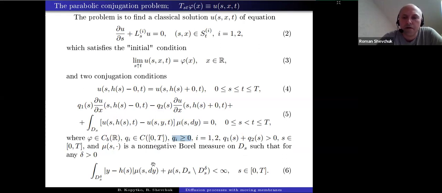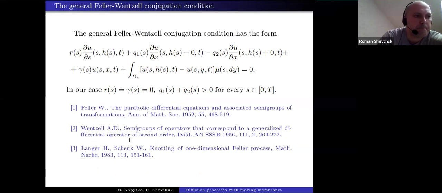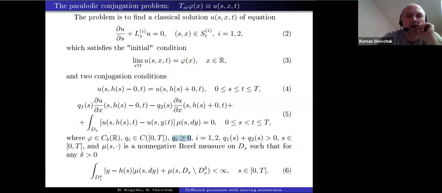We can see that inequality 6 allows the measure mu to be infinite. Note that the formulated problem appears in the theory of diffusion processes when constructing the one-dimensional model of diffusion with a membrane, or when solving the problem on pasting together two diffusion processes. In the case under consideration, the membrane is placed at the point h(s). This is the point of pasting together two diffusion processes.